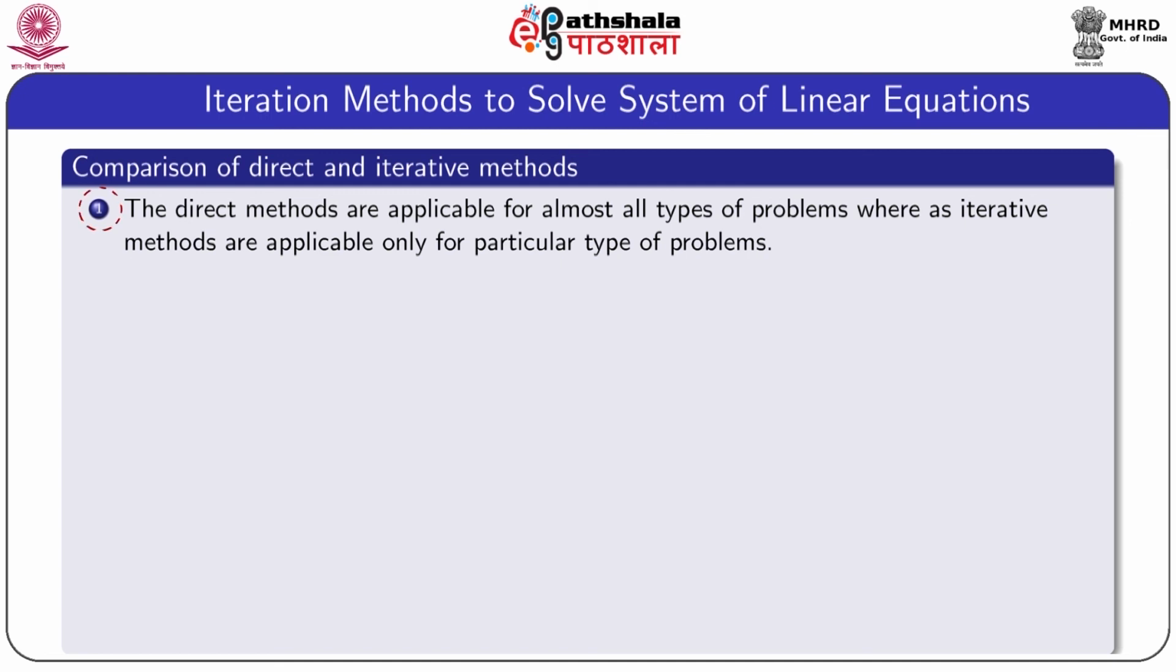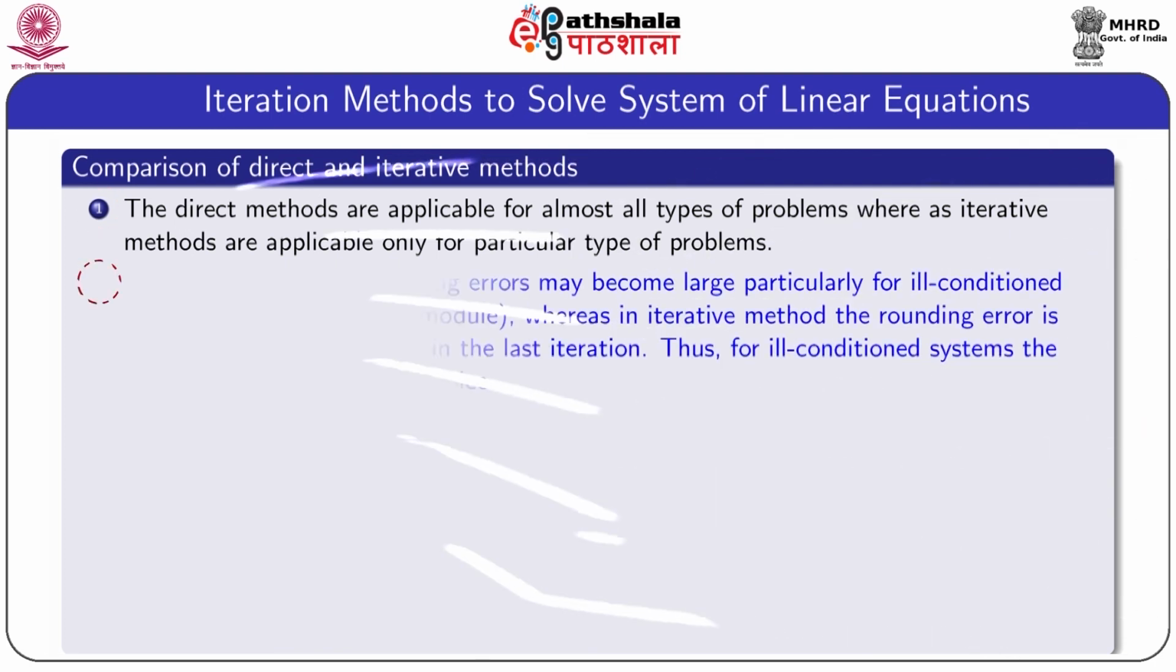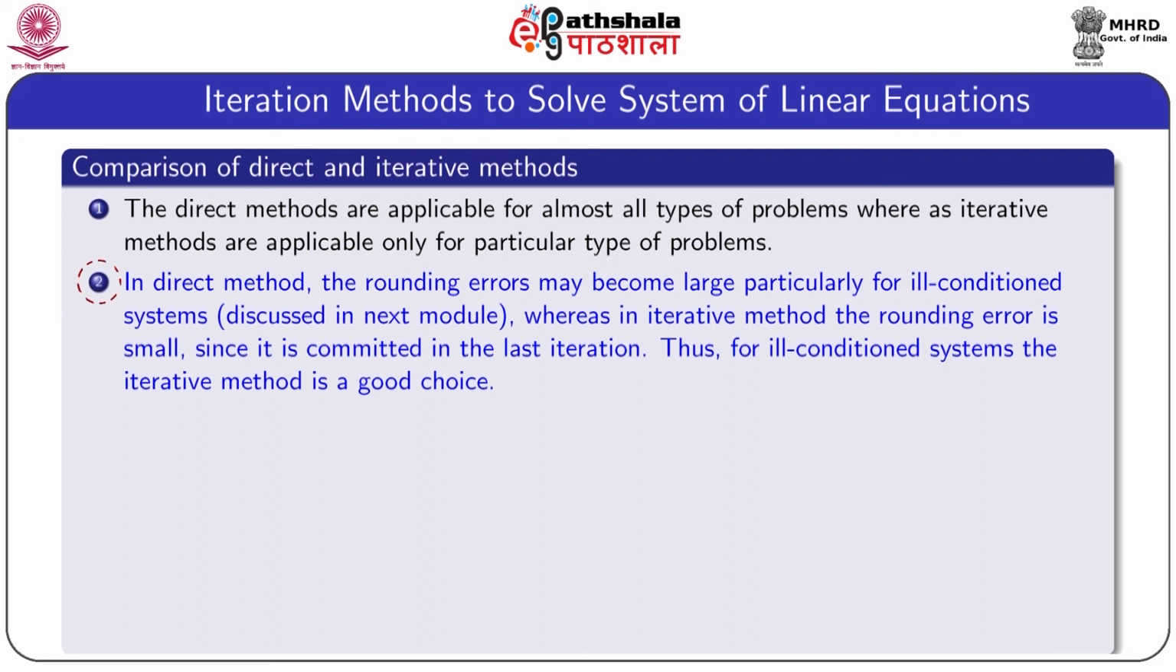Now, we compare the direct and iterative methods which are discussed in the first module of this chapter and in this chapter. The direct methods are applicable for almost all types of problems, whereas the iteration methods are applicable only for particular types of problems. In direct methods, the rounding errors may become very large, particularly for ill-conditioned systems, but in iterative methods the rounding error is small since it is committed in the last iteration only. Thus, for ill-conditioned systems of equations, the iteration method gives a better result to give the convergent solution.